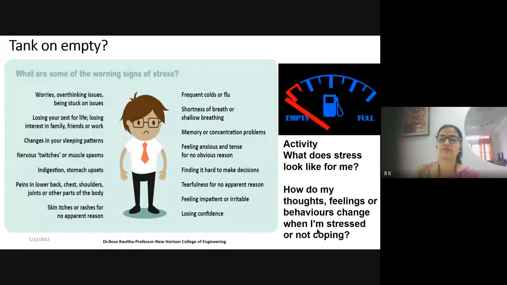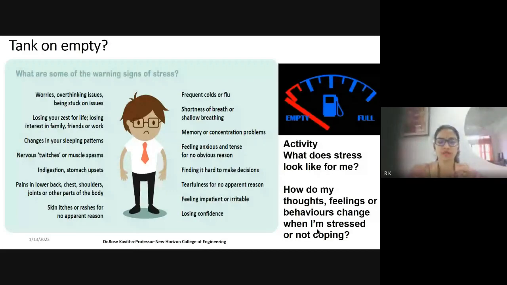Here also, I have an activity. What does stress look like for me? If you can write it down, then you can take it for further discussion. What does stress look like for me? How do my thoughts, feelings, or behaviors change when I'm stressed and when I'm not coping at all?